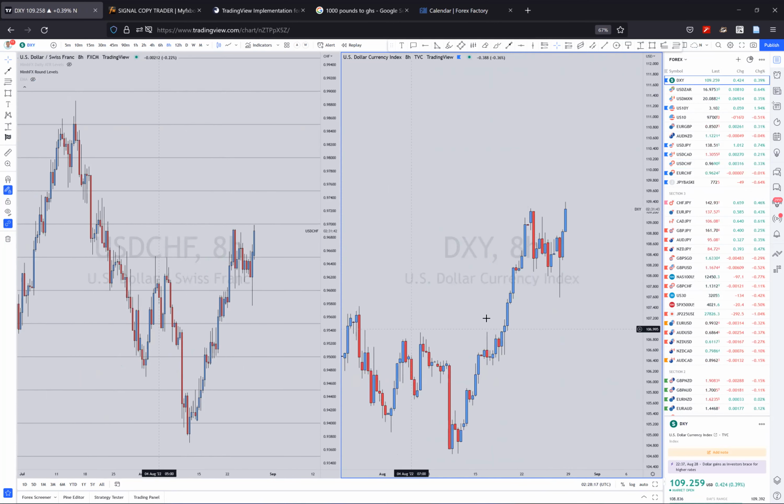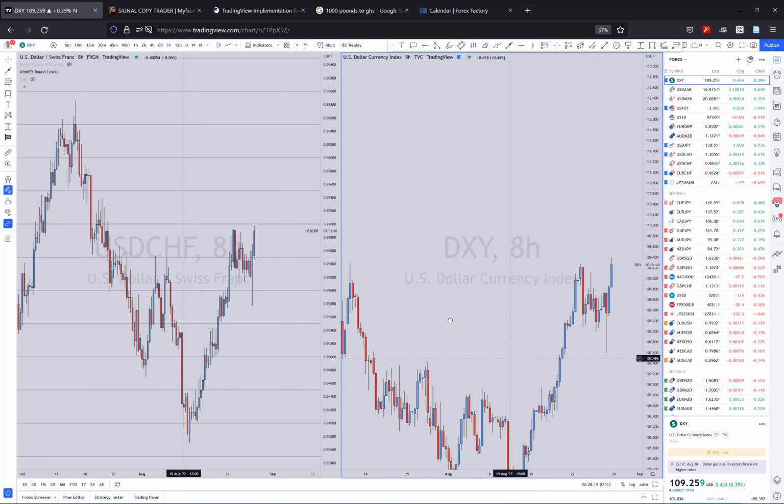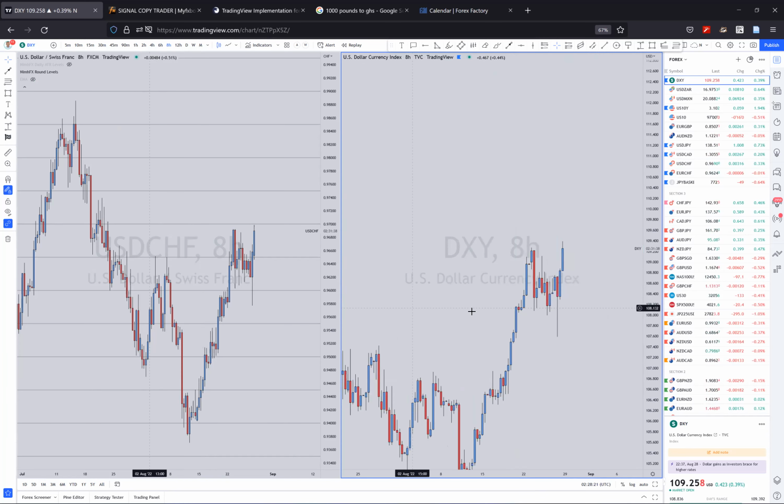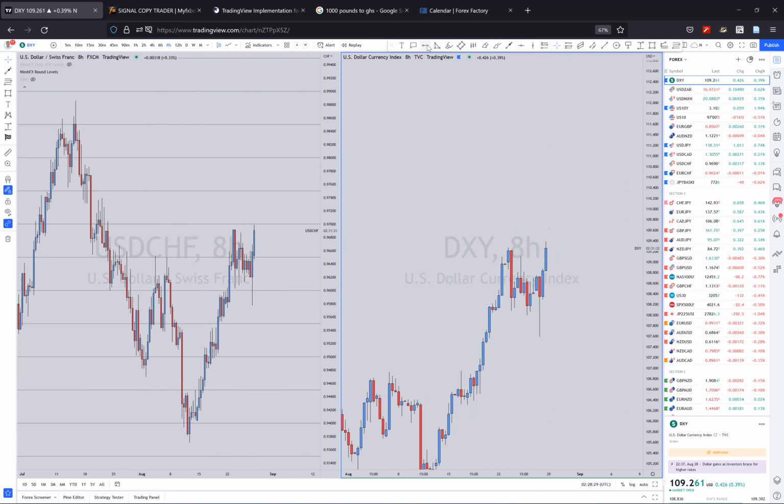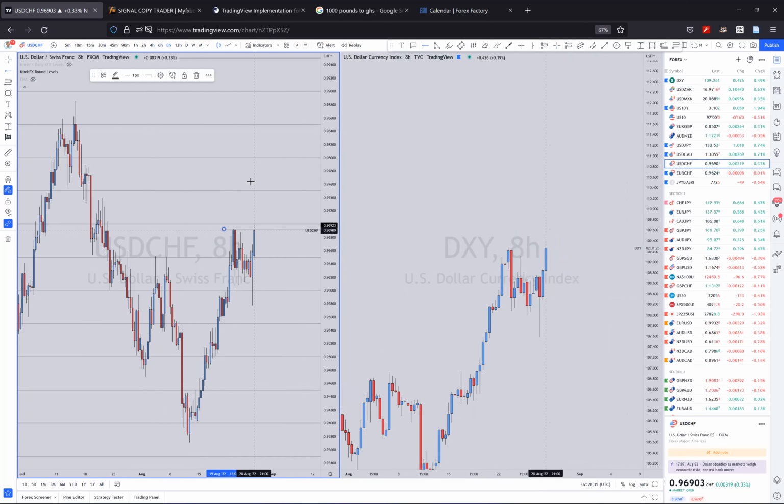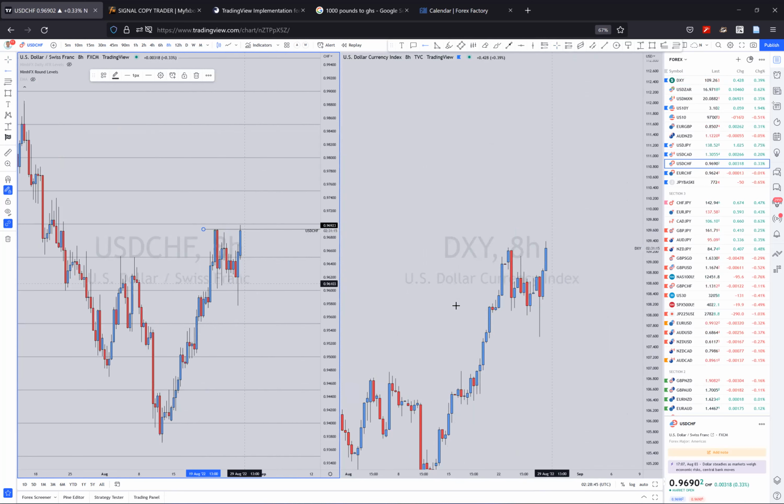These pairs are almost the same, right? So the same thing we talked about for the Dixie applies to this. Price sitting on this level here. Potential level for a reversal, or a break above this to continue pushing up. So remember what we talked about for the Dixie. The same applies for USD CHF because we have this similar setup here.